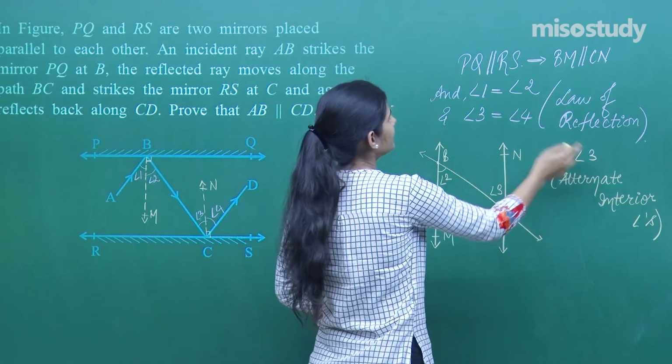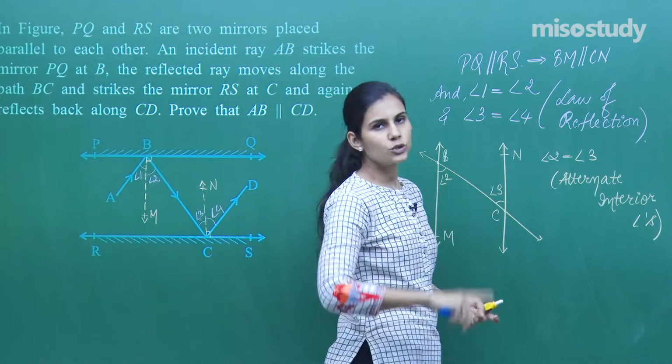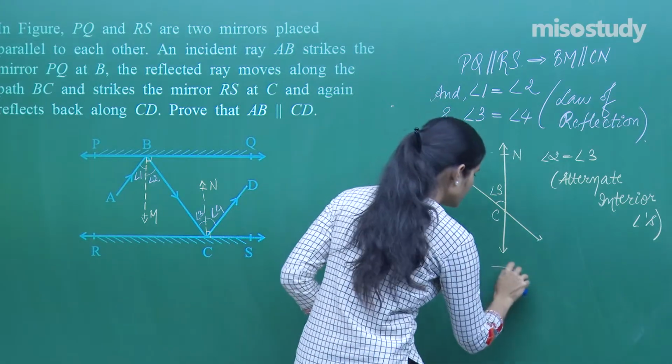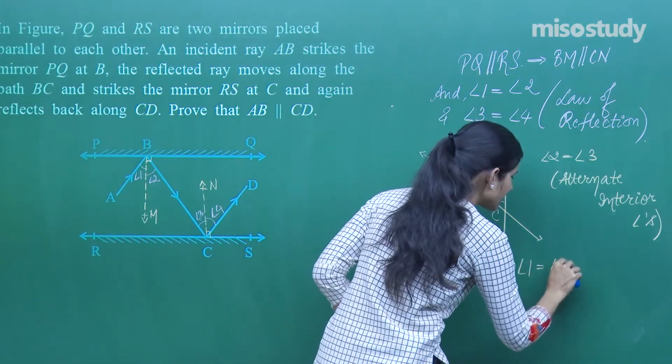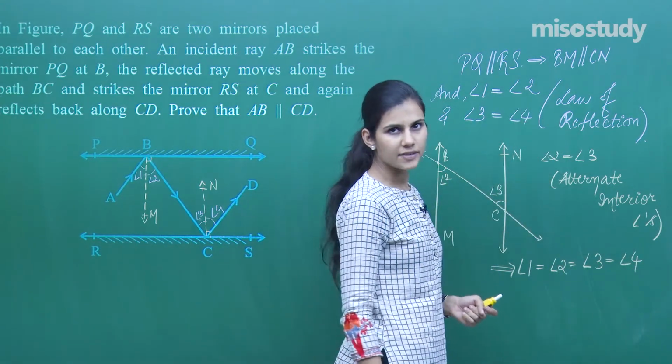Angle 2 is same as angle 3, but angle 3 is same as angle 4 and angle 2 is same as angle 1. That means angle 1 is same as angle 2 is same as angle 3 is same as angle 4. So this implies angle 1 is same as angle 2 is same as angle 3 is same as angle 4. All these angles have same measure.